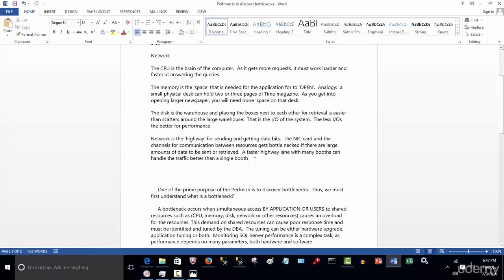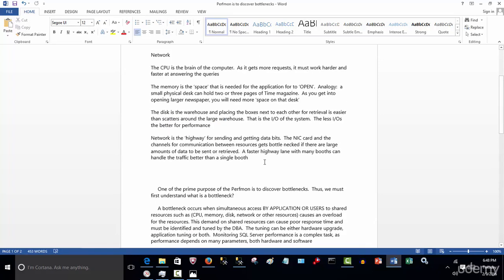But if the highway becomes busier, and we have 5 highways and many, many cars, that single booth now cannot handle all those cars in an orderly fashion. So you're going to get a bottleneck again. So what do we do? Do we get faster networks, faster cables, and so on? That's the answer. And again, we want to monitor the network environment to see what is causing the bottleneck.